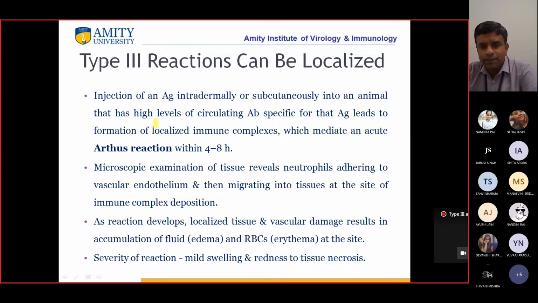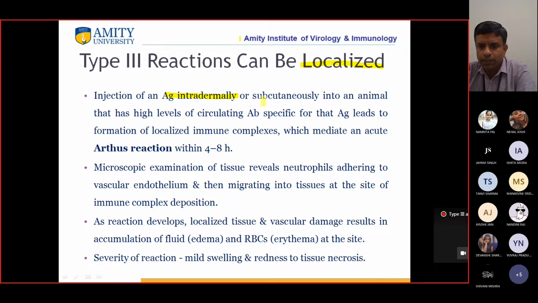So whatever we have seen so far was the whole mechanism. Now let's see some examples. Type 3 reactions can be localized. You can understand, if it happens at the site of entry, it is localized. So, injection of an antigen intradermally.